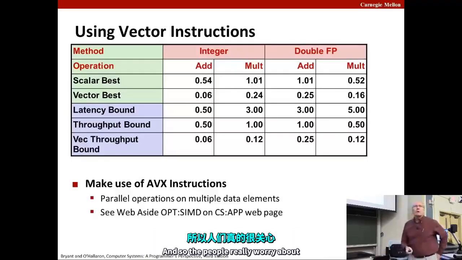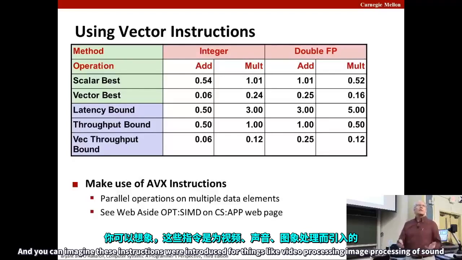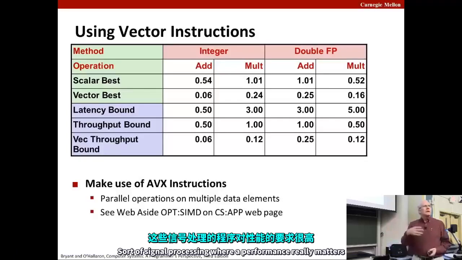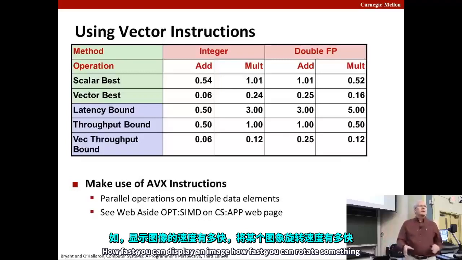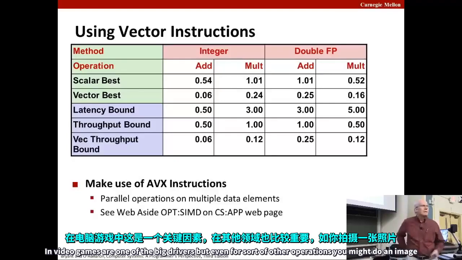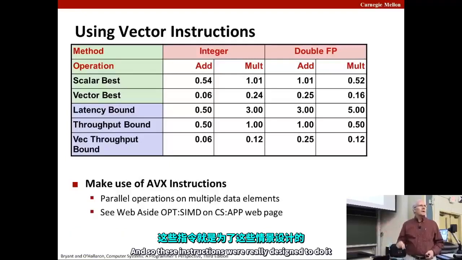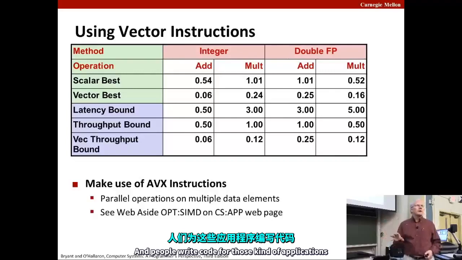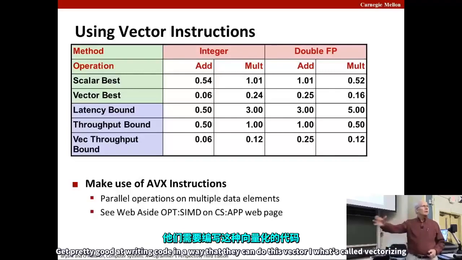And so the people who really worry about this, you can imagine these instructions were introduced for things like video processing, image processing, sound, signal processing where performance really matters. How fast you can display an image, how fast you can rotate something, how fast you can perform graphics makes a big difference. Video games are one of the big drivers, but even for other operations you might do on images. And so these instructions were really designed to do it. And people who write code for those kind of applications get pretty good at writing code in a way that they can do this, what's called vectorizing.